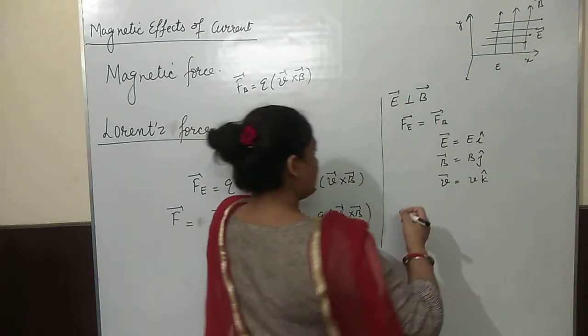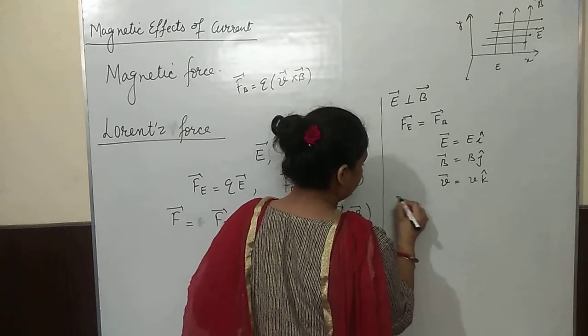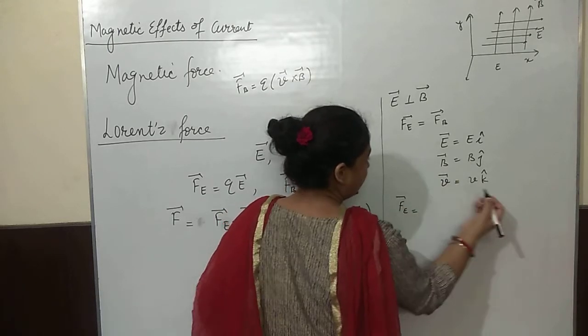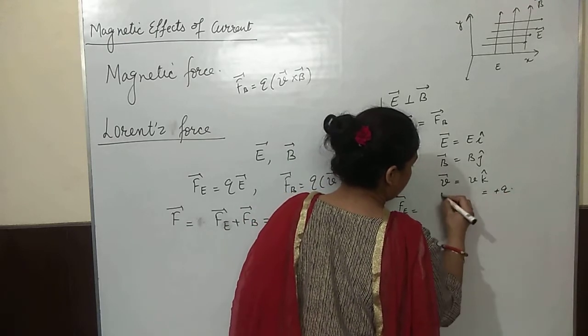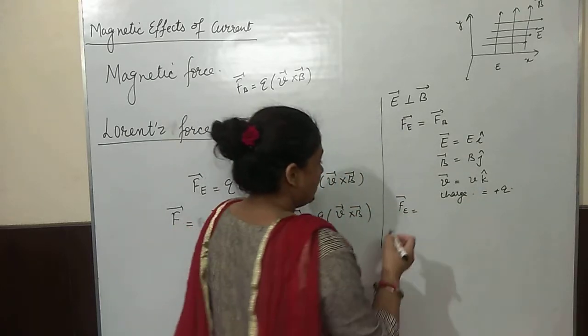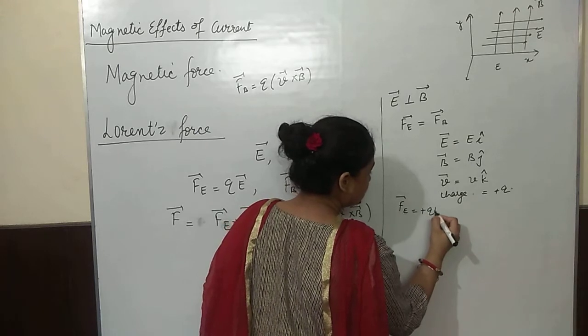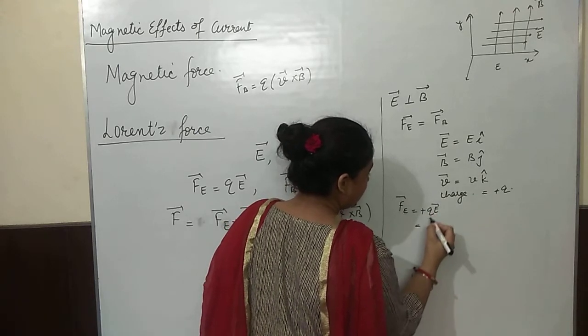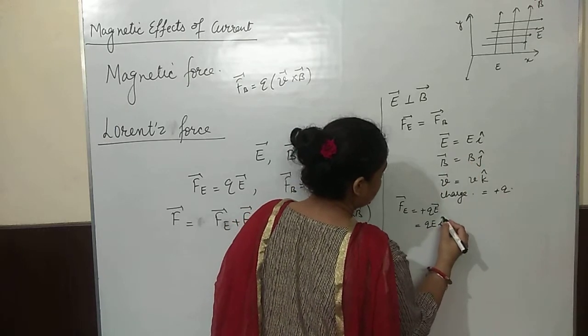Now let us find out the electric force. Let us consider the charge of the particle is plus q. So the electric force is q times the electric field, or q times E into i.